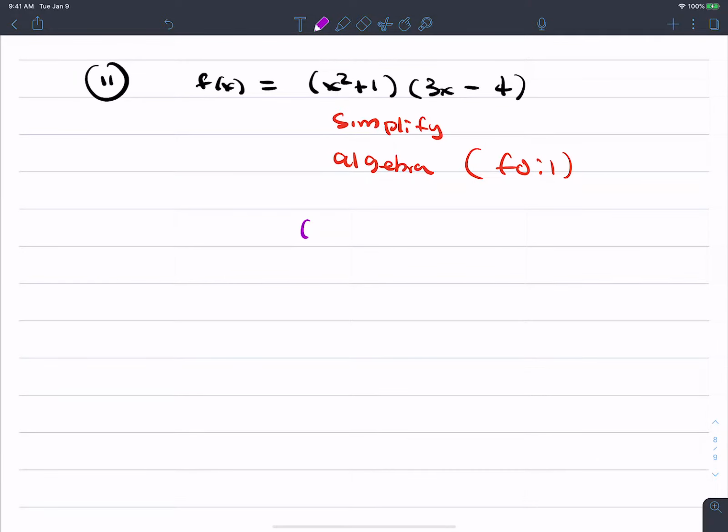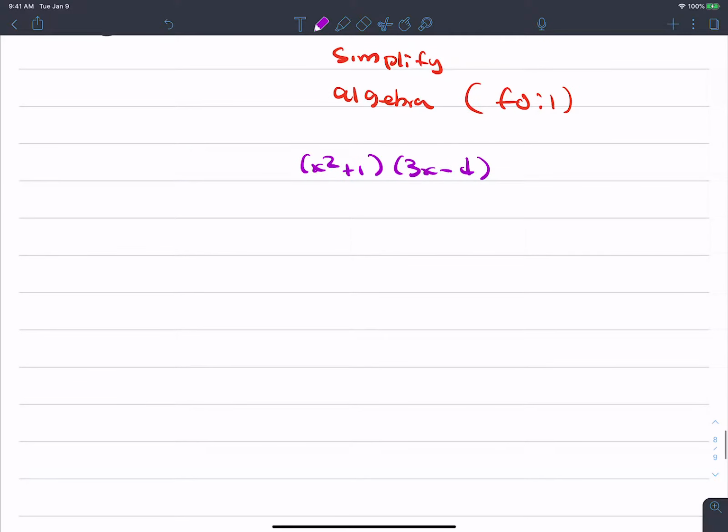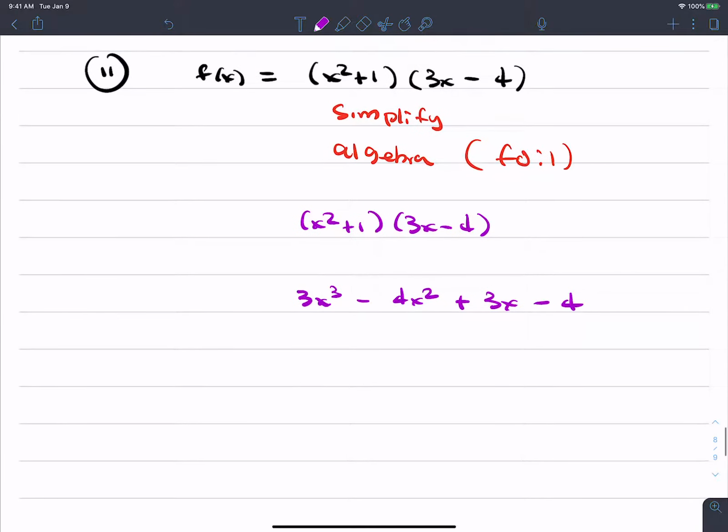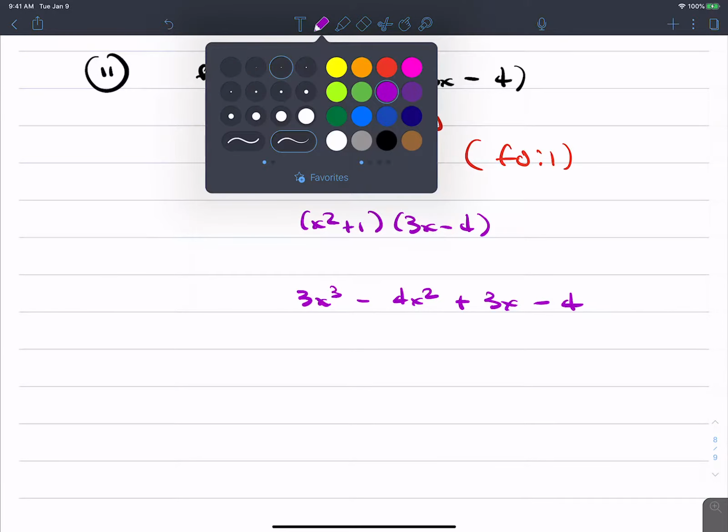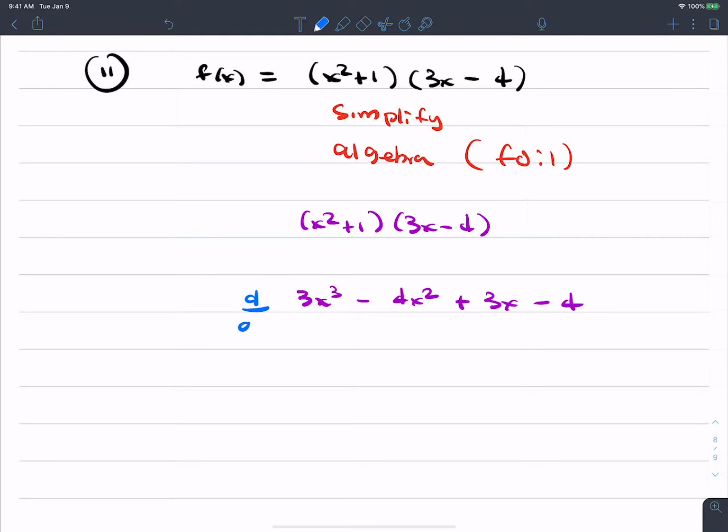So, you know, we have x squared plus 1. I'm going to simplify this, right? By first, outer, inner, last. So this is 3x cubed first, outer, minus 4x squared, inner, plus 3x last, minus 4. And I guess that's it. No terms are actually going to combine. So, okay, we did the algebra. And put my operator notation there, right?